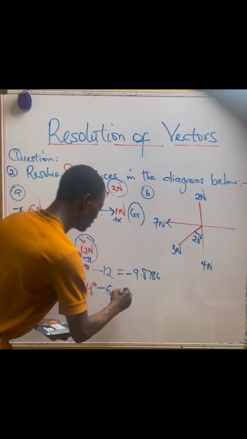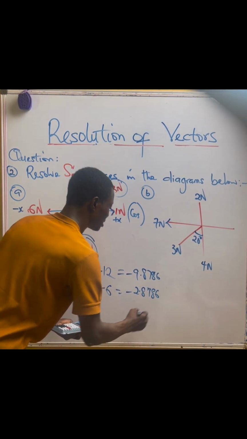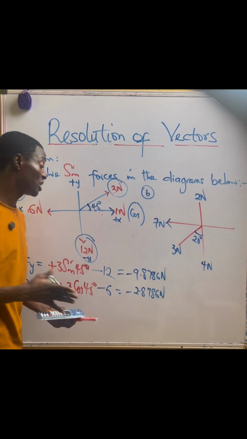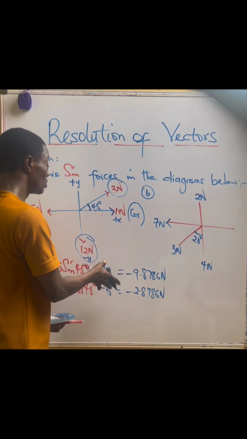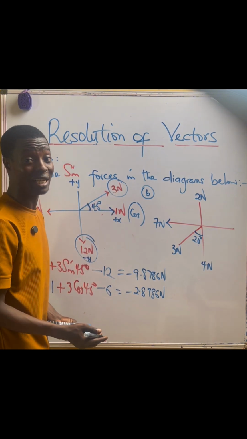What would that give you? That will give you minus 2.8786. All right, this is in newtons, this is also in newtons. What you have done is that you have resolved the force on this question. So what is the next thing?